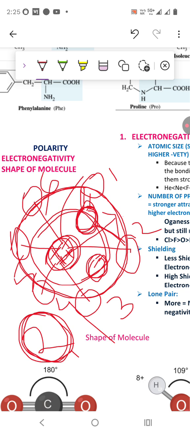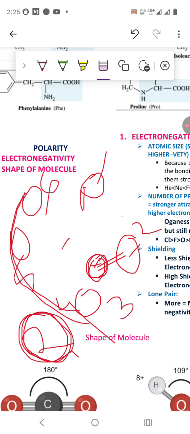Because all of these are negatively charged, these 2 inner electrons will repel the outer electrons. So the outer electrons will not get attached to the nucleus, to the proton. This proton will attract these 4 electrons only. Here shielding is low. The less the shielding, the more the electronegativity.